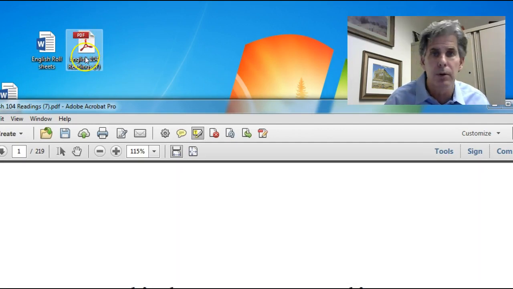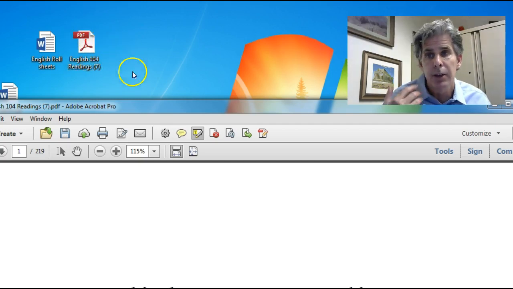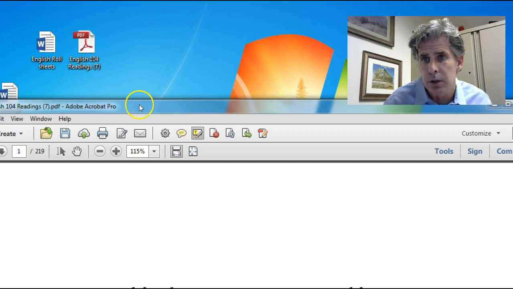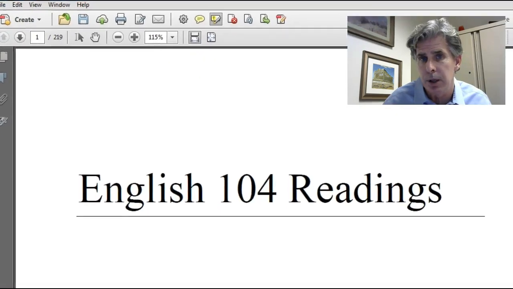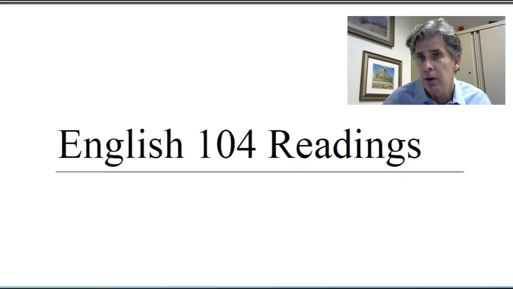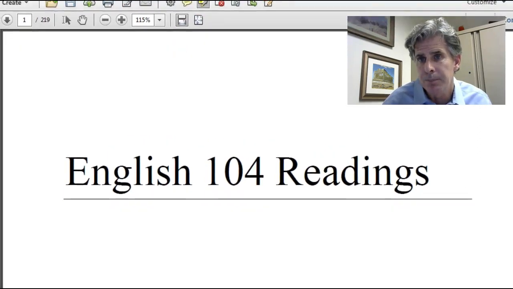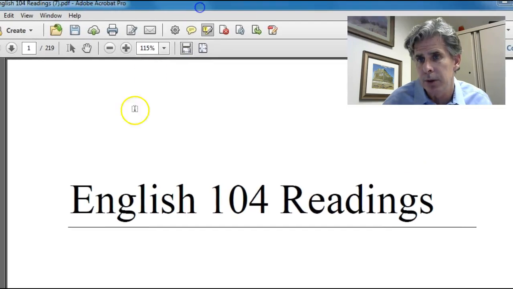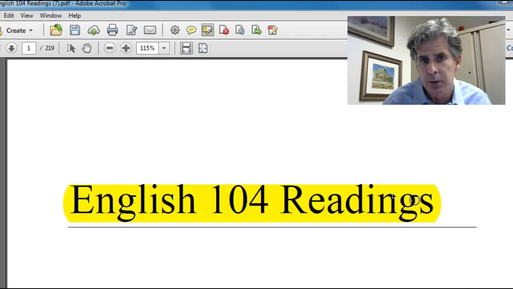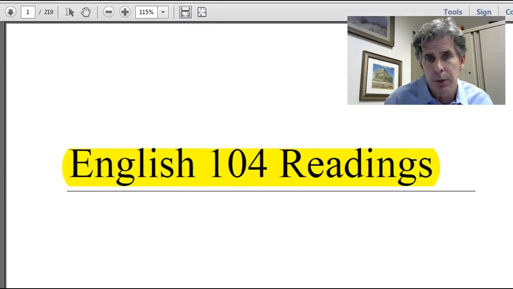You should download the PDF of the readings and make sure you have it on your computer. Once you open it, you just double click on it, and it should look something like this. Okay? And I'll show you how to highlight things. We're going to use this little guy. Let me just show you really quickly. You can do that right here. Here I'm selecting this, and then bang, I highlighted it. Just hit that.